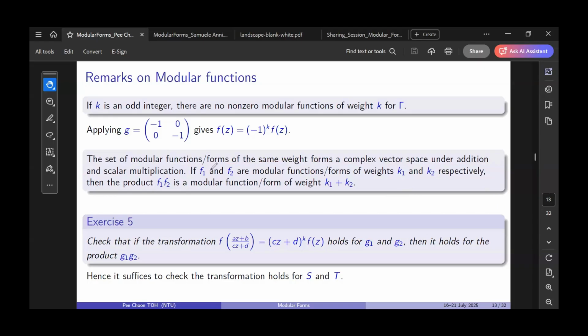So, exercise 5. Let's try to do this with exercise 5. Check if the transformation holds for G1 and G2, then it holds for the product G1 G2.